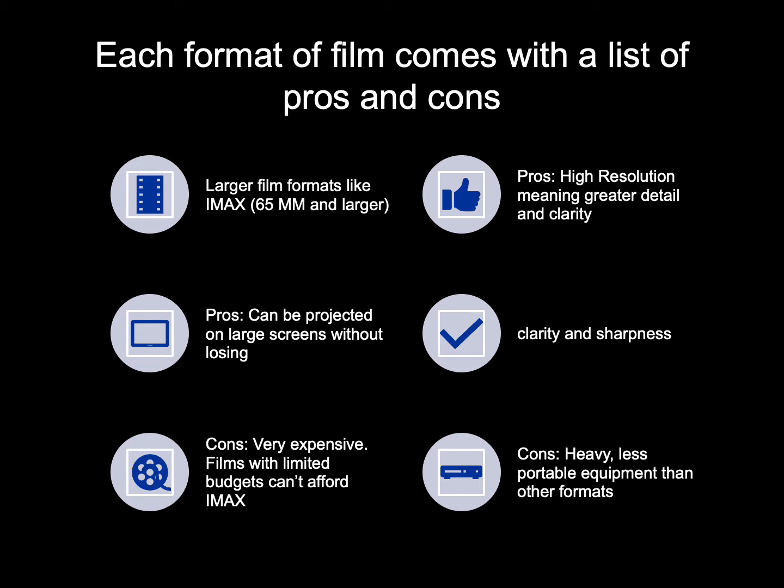Larger film formats like IMAX, 65mm and larger. Pros: high resolution, meaning great detail and clarity. Another pro, can be projected on large screens without losing clarity and sharpness. Con: very expensive. Films with limited budgets can't afford IMAX. Another con: heavy, less portable equipment than other formats.